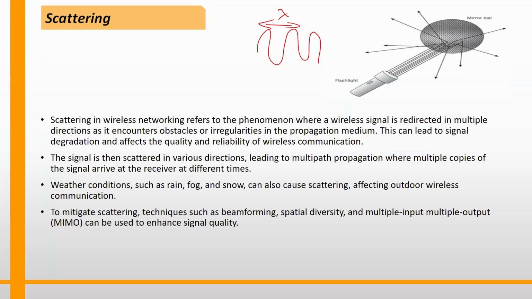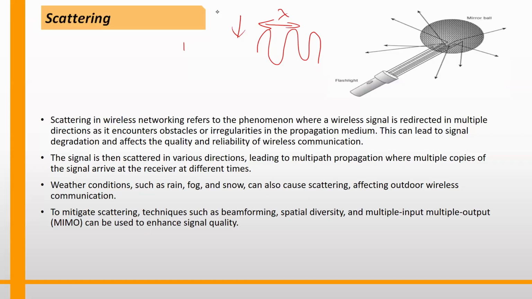I think when the scattering happens, the wavelength should be more. Oh, sorry. When the scattering happens, the wavelength should actually be smaller. The wavelength is larger in diffraction, basically. But in scattering, it should be smaller than the size of the particle. Then it will cause scattering.